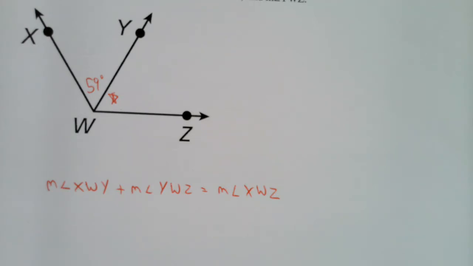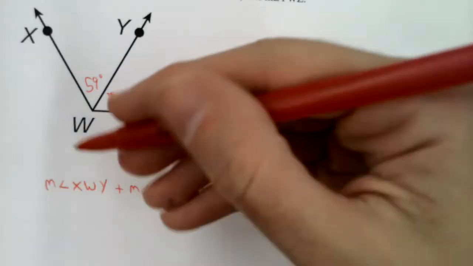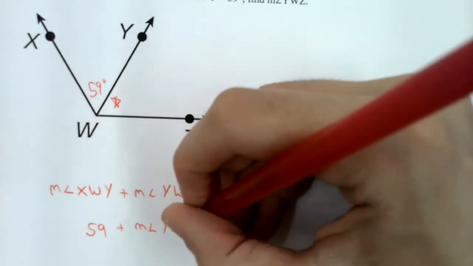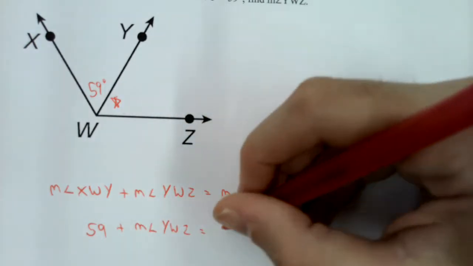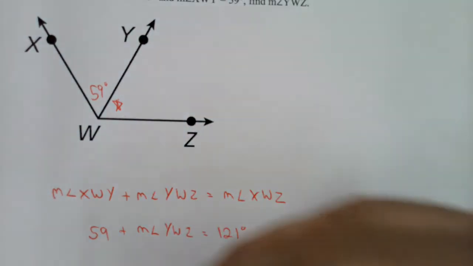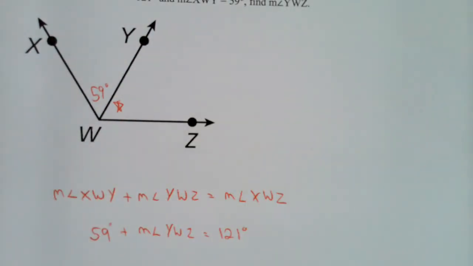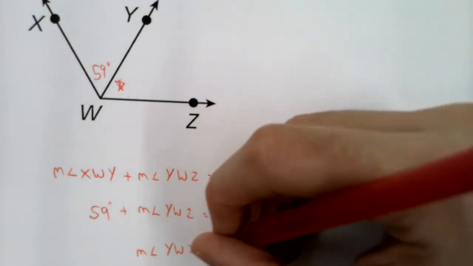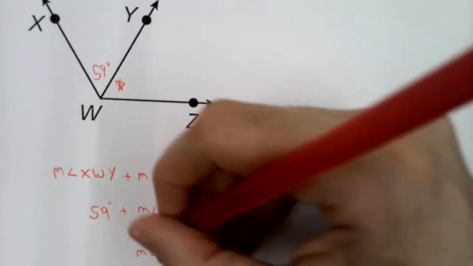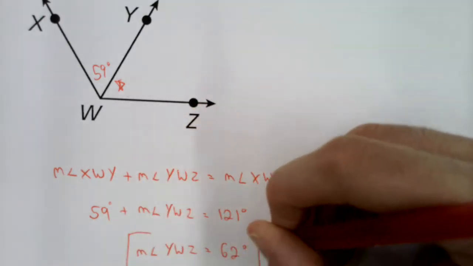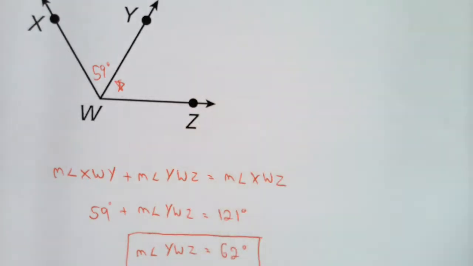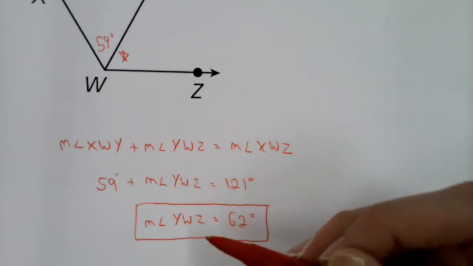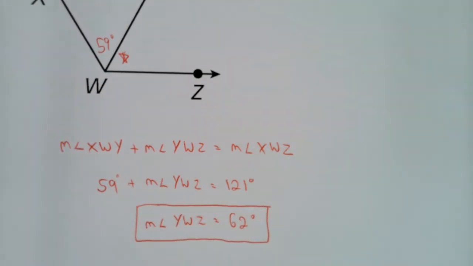Now I'm going to substitute. The measure of angle XWY, we're told is 59. You want to find YWZ, and you know XWZ is 121. So you're going to simply subtract. 121 minus 59. You get 62 degrees. Now notice how I wrote my answer. Whenever you want to write out that an angle has a certain measure, you put a little m, measure of angle YWZ equals 62 degrees.